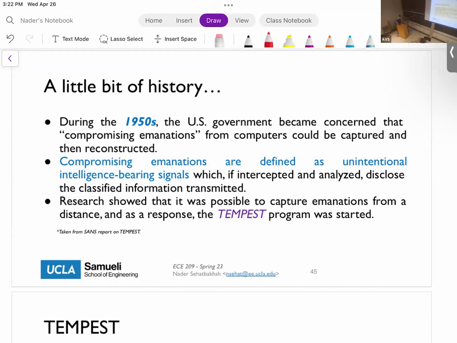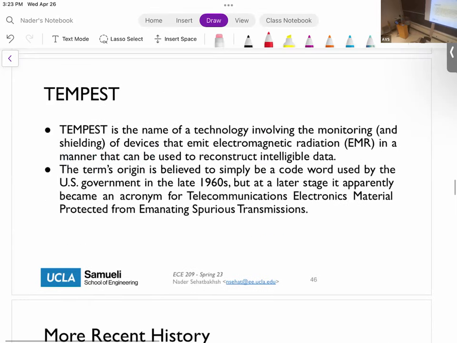But eventually that leads into what we call the Tempest program, which was this secret program in the 50s that started in the US. They found that all the electronics used within the US government and the military should follow a set of standards to make sure that they are not leaking information in the form of electromagnetics, okay? It's a code name, but generally it refers to technology involving monitoring of devices that emit electromagnetic radiation, or EMFs, all right? And then in the 60s, they came up with actual standards. It then went to NATO, and NATO also used that. Now it's a standard that any system in the US military has to be what's called Tempest resistant.